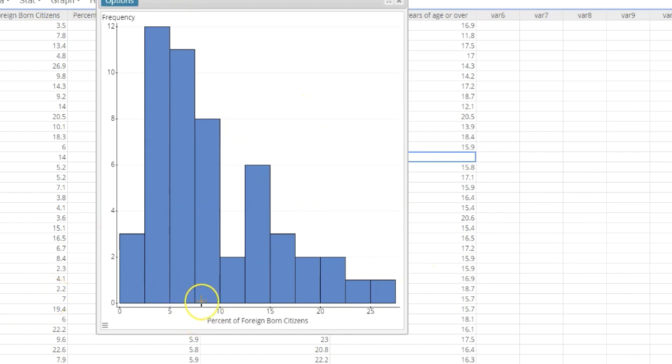So those are the 3 big things that I look for anytime I look at a histogram: the shape, the center, and then the spread, how spread out it is. Then at the very end, I look for anything that might be of interest. And the only thing that I can see of interest here is how we rise up in the distribution.